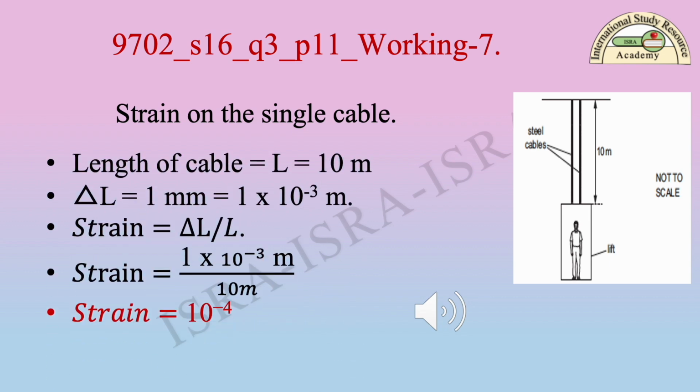Working step 7. Strain on the single cable. Length of the cable is equal to capital L is equal to 10 meter. Extension delta capital L is equal to 1 millimeter is equal to 1 times 10 raised to the power minus 3 meter. Strain is equal to delta capital L over capital L. Strain is equal to 1 times 10 raised to the power minus 3 meter over 10 meter. Therefore, strain is equal to 10 raised to the power minus 4.